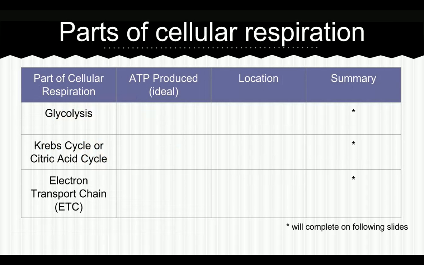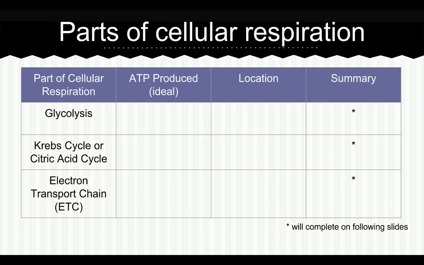So here are the 3 parts of cellular respiration. In your notes, I've given you a copy of this chart. What we're going to do now is fill in the first 2 columns. We're going to talk about ATP produced. Again, this is under ideal conditions, so when I give you the numbers of how many ATP are made during each part of cellular respiration, I'm really giving you the best case scenario.